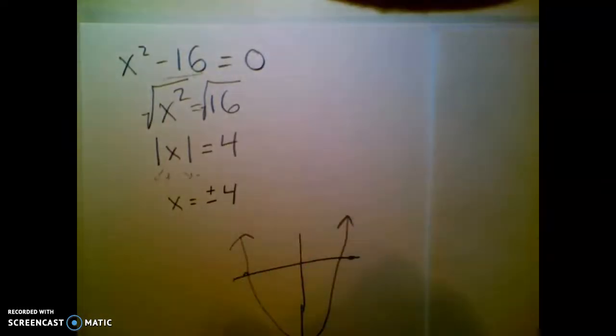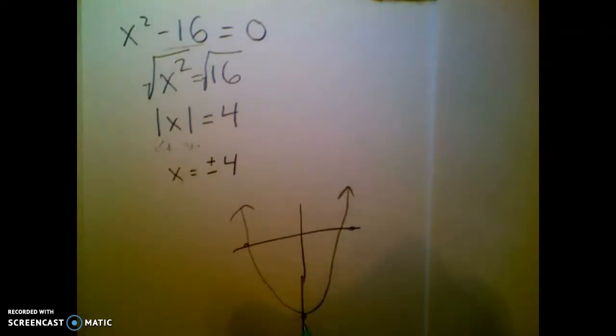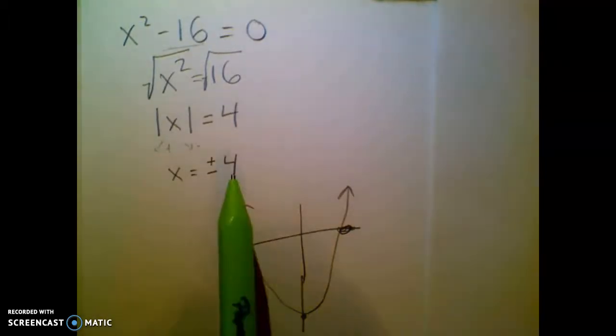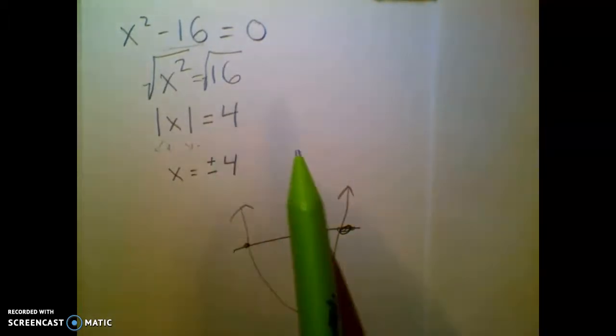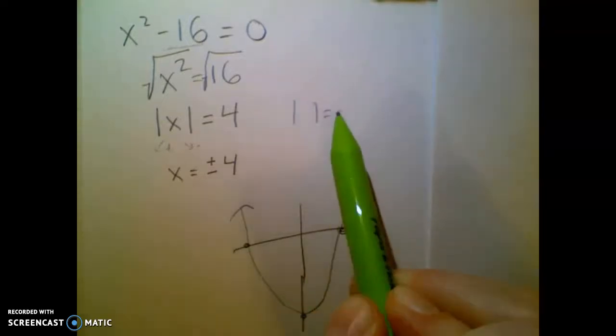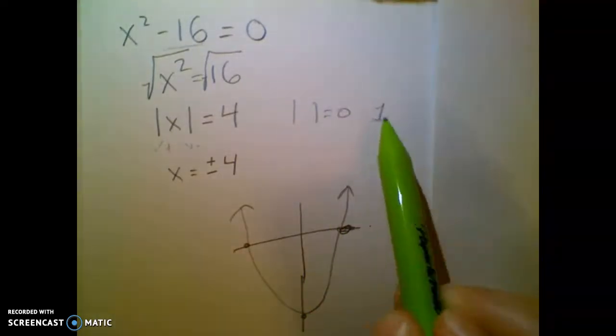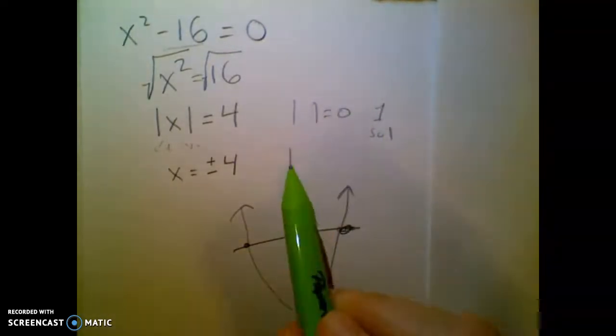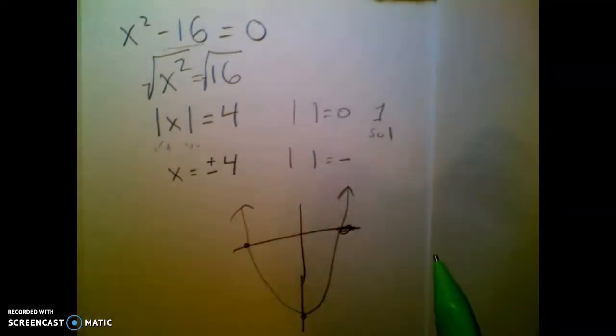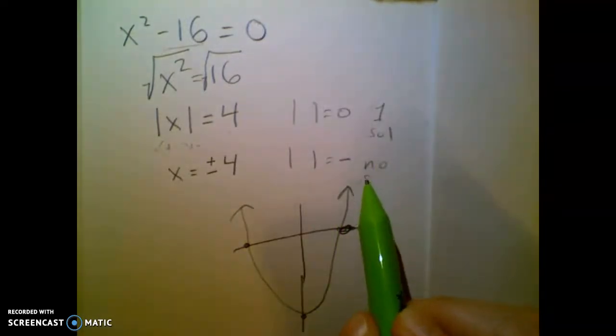Well, that's terrible, but whatever. This graph would look like this. It would have two answers at positive 4 and at negative 4. Absolute value always has two answers when it has a positive answer. Remember, when absolute value equals 0, you have one solution. And when absolute value equals a negative number, you have no solution.